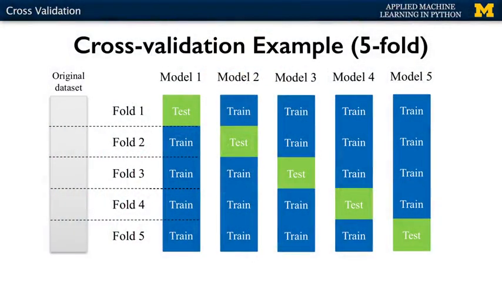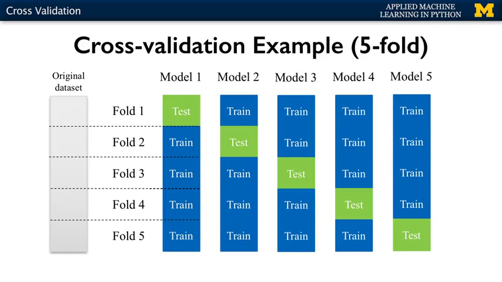Here's a graphical illustration of how cross-validation operates on the data. The most common type of cross-validation is k-fold cross-validation, most commonly with k set to 5 or 10. For example, to do 5-fold cross-validation, the original dataset is partitioned into 5 parts of equal or close to equal size. Each of these parts is called a fold.